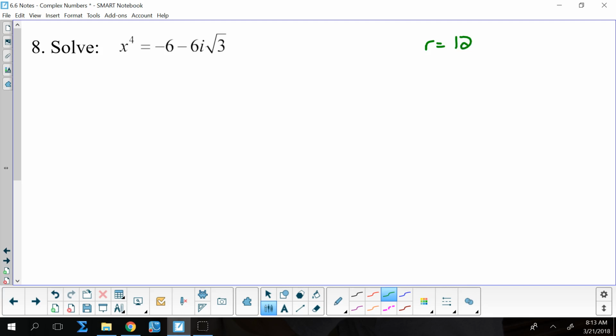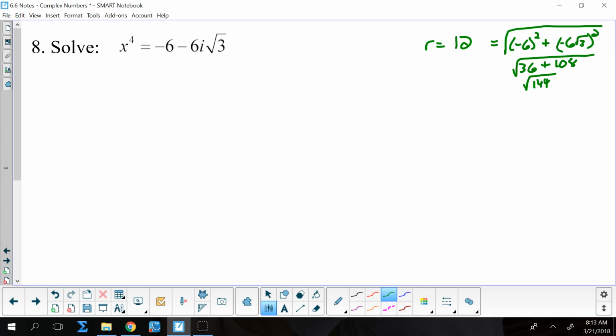Yes. If you haven't seen the pattern yet, then you still have to do the negative 6 squared plus negative 6 square roots of 3 quantity squared, and then take the square root of that. That's 36 plus 108, which is 144, which is 12.